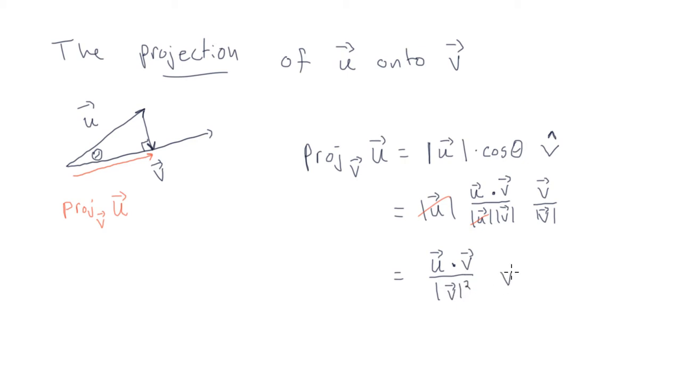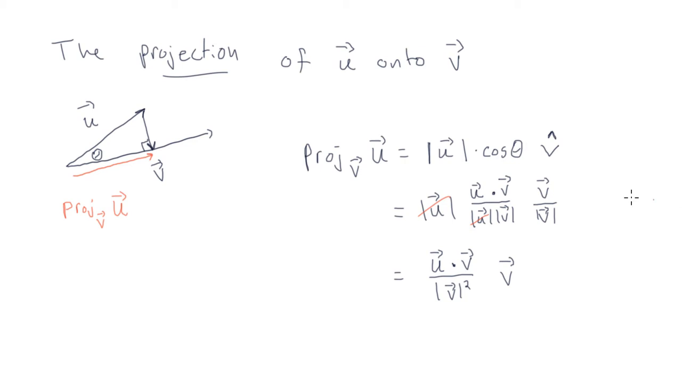And then we just have the vector v. So this is another way to write the projection of u onto v. It's sometimes called the scalar projection, and then we just rescale v by that scalar projection. And we see that this will be in the direction of v, but its length is exactly this projection right here.